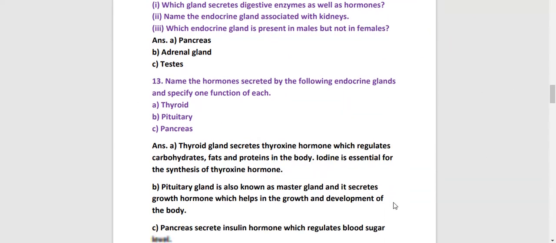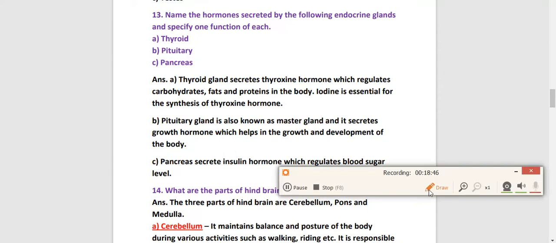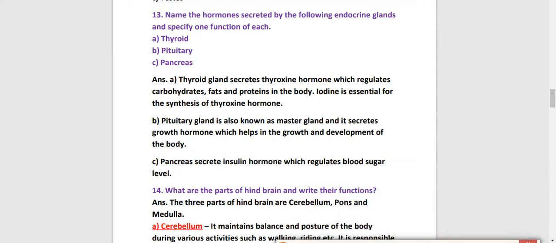Okay, now come to question number 13. Name the hormones secreted by the following endocrine glands and specify one function of each. So we have to write the names of the hormones which are secreted by the given glands, and also we have to write one function each.